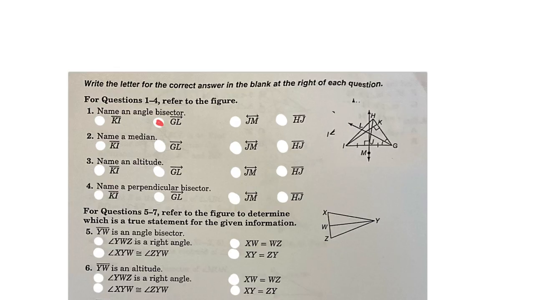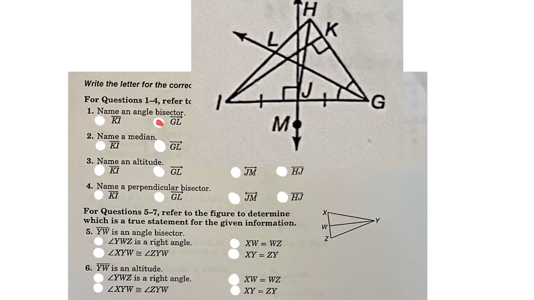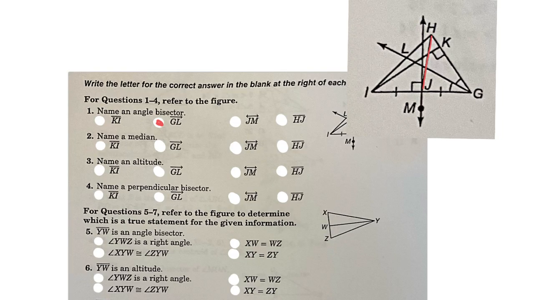That is certainly happening with this right here. Okay. This red one. Okay, because it's going from the vertex and it's cutting the opposite side in half. So that is HJ, something like that. Yeah, right there.